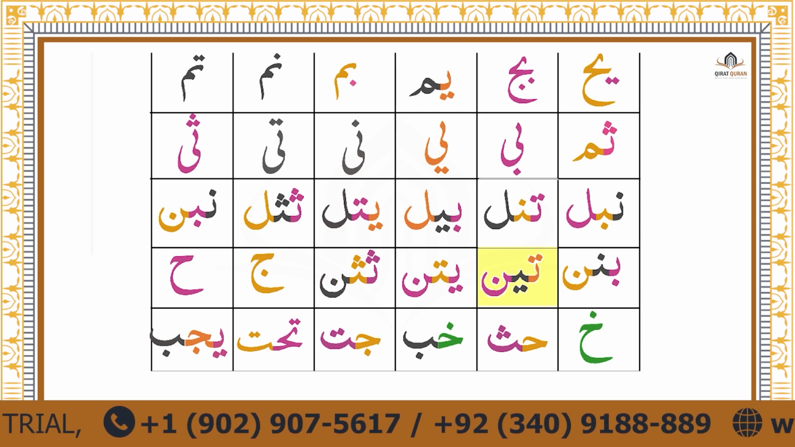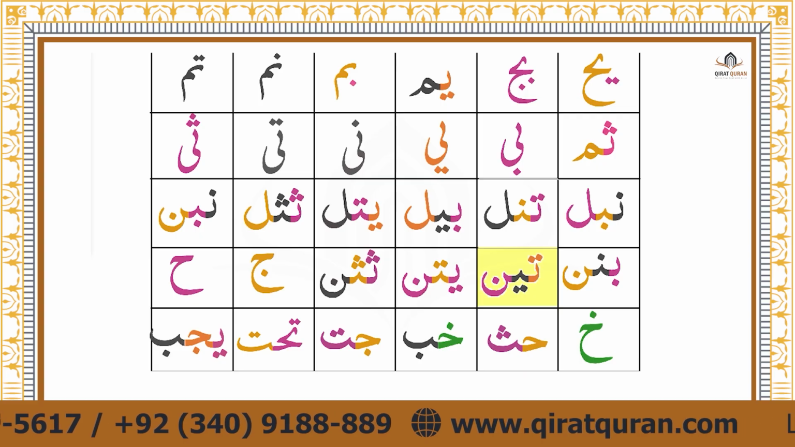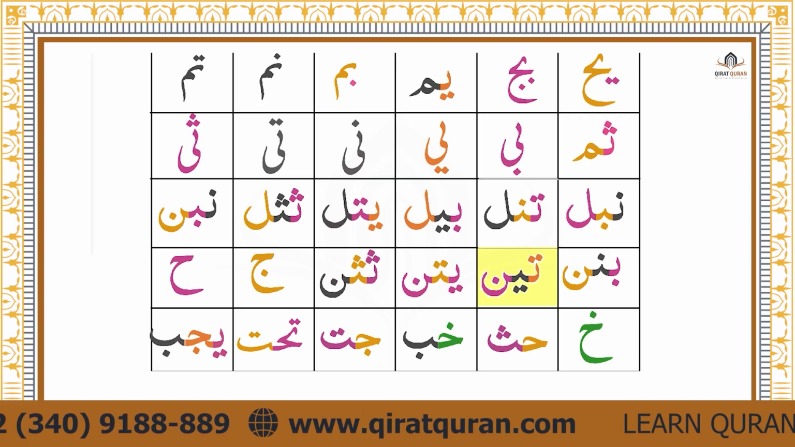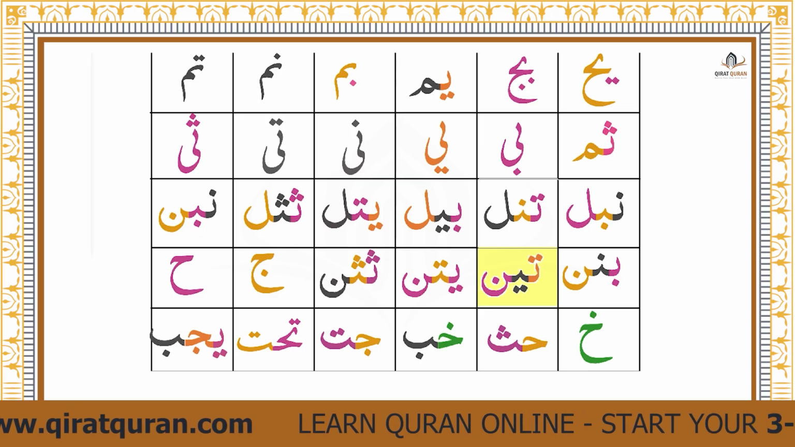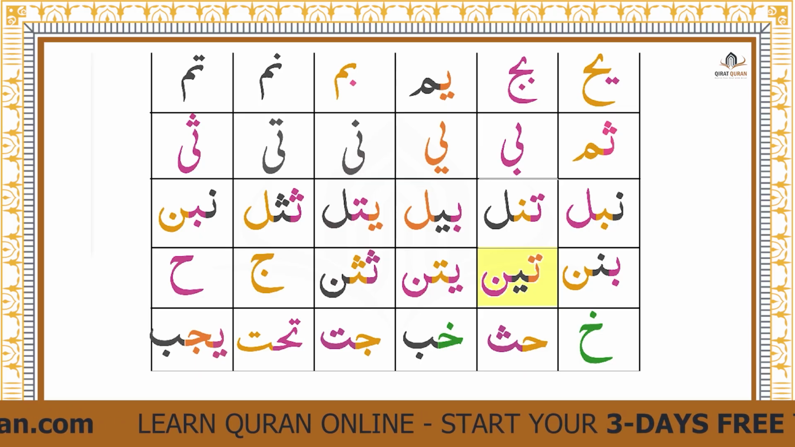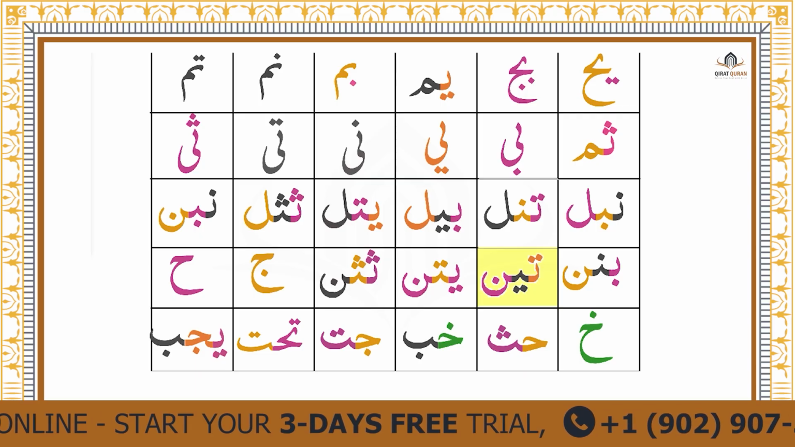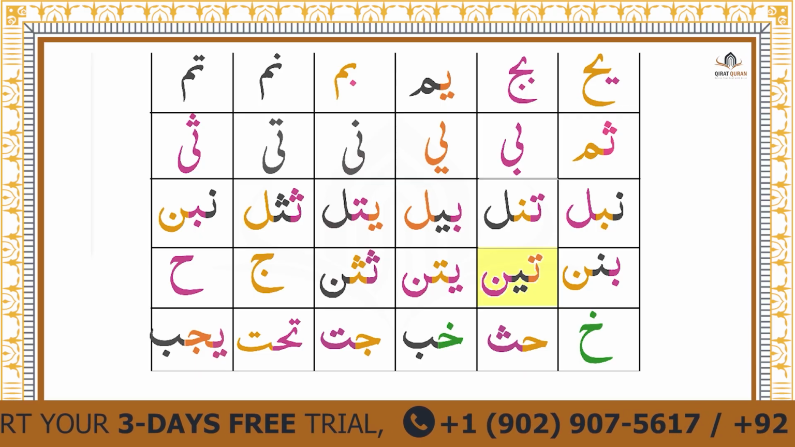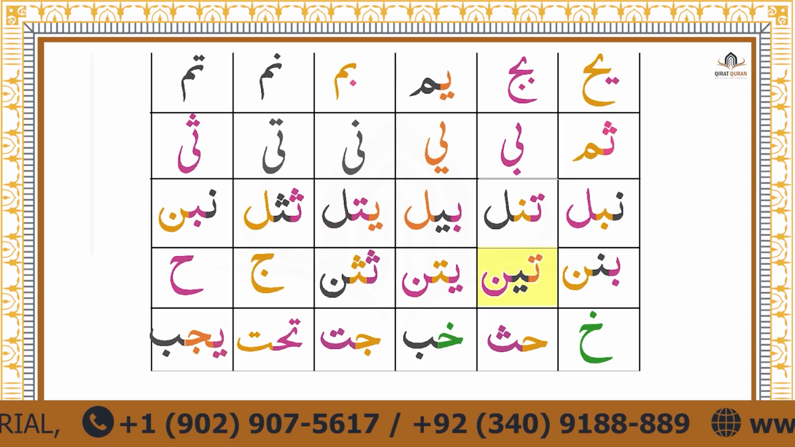The first letter, it has two dots at the top, so this is Ta. Second letter, it has two dots at the bottom, so it is Ya, and then the Noon in its original shape. So Ta, Ya, Noon.